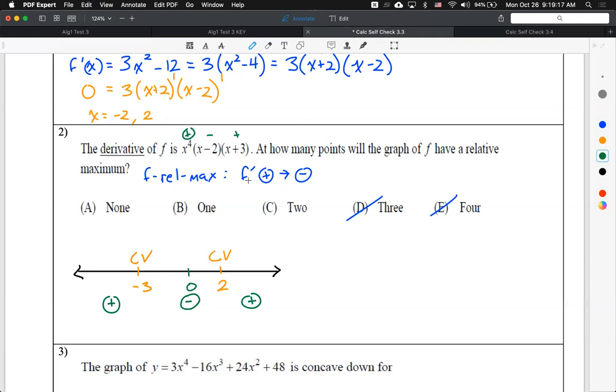So Andrea, the answer is, where are the maximums? Tell me, is it -3, 2, just 2? -3. So the answer is 1. Yep. So this is our maximum. And there's only 1.